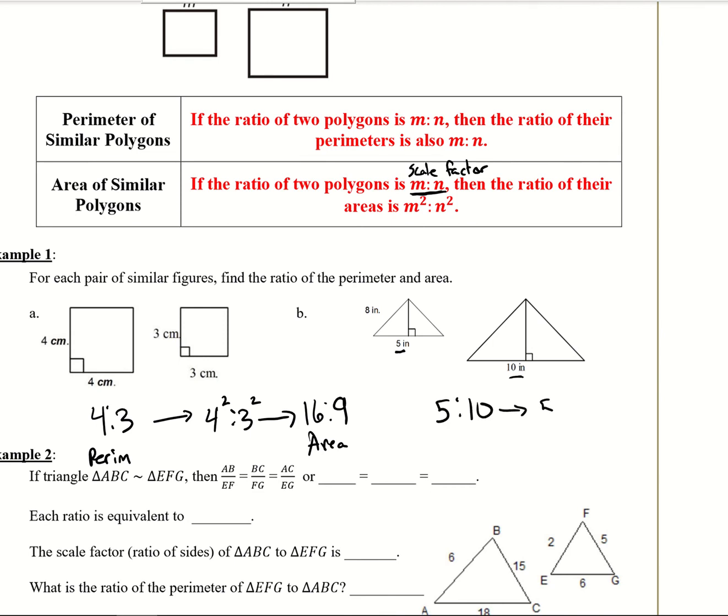which means that the ratio of area is going to be 25 to 100, or 1 to 4. The perimeter could also be simplified to 1 to 2, and then if you square that, you would get 1 to 4.